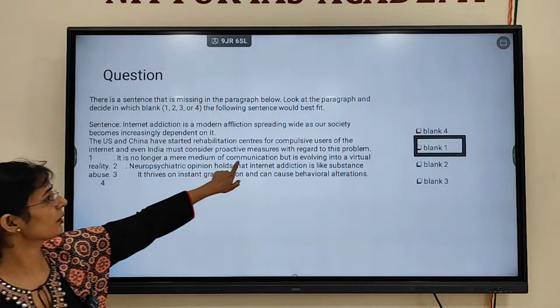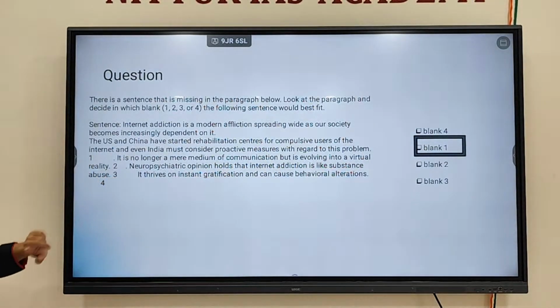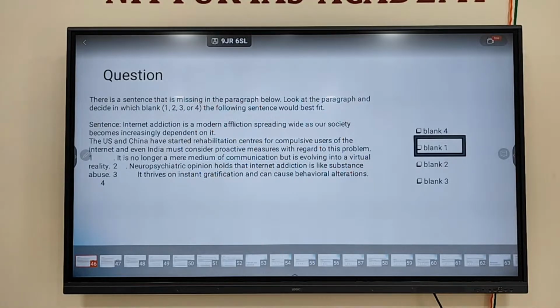It is no longer a mere medium of communication, but is more into virtual reality. So you told that the US and China is first. You told the first one is the US and China.